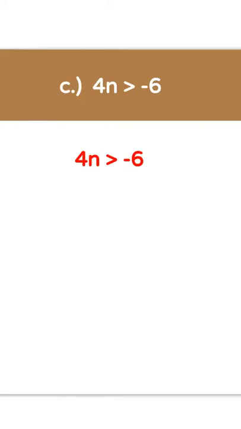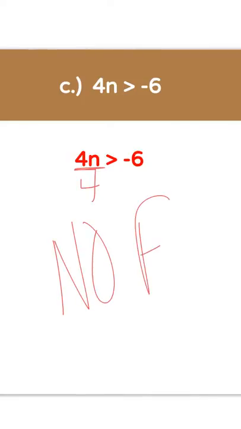Letter C. 4n is greater than -6. Do you flip or no flip? You have a positive 4 times your variable, which means you would be dividing by a positive 4. It's positive, so you have no flip.